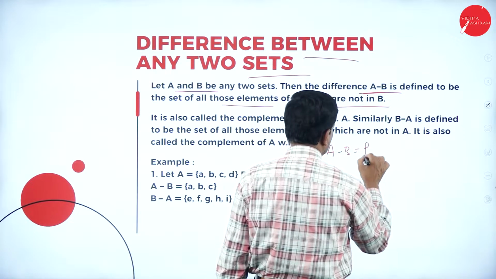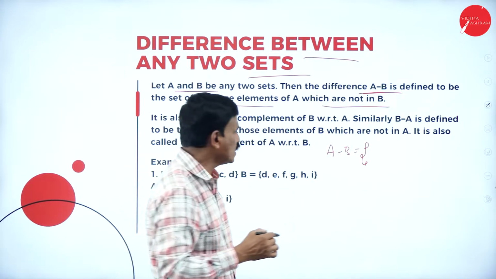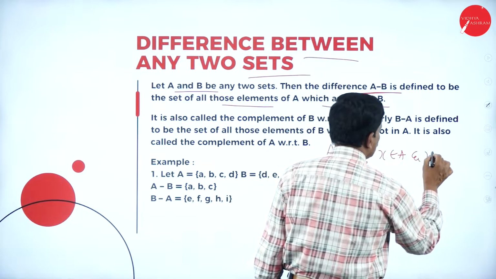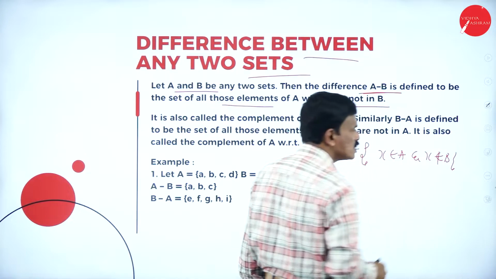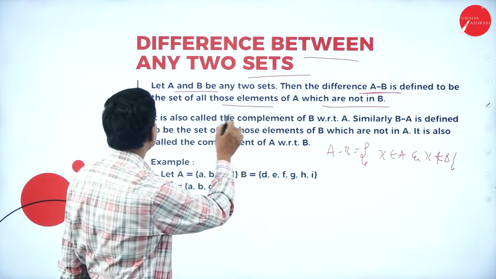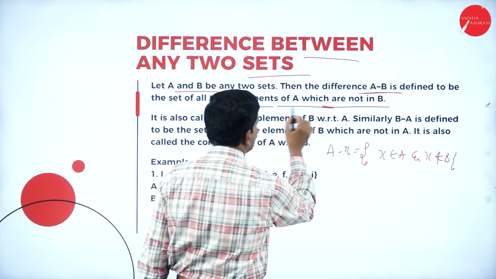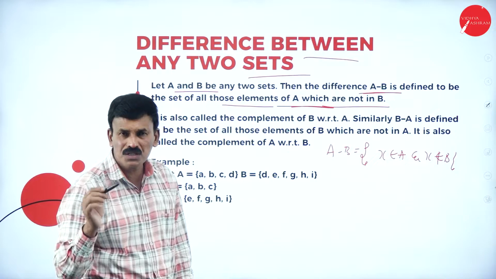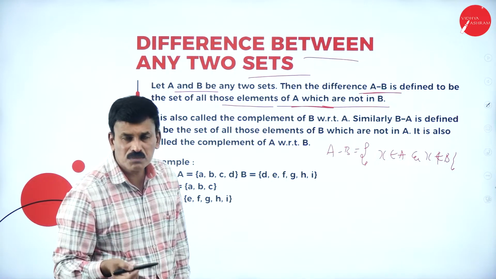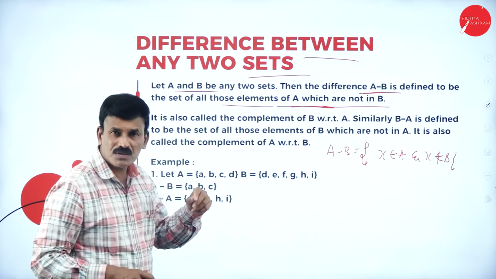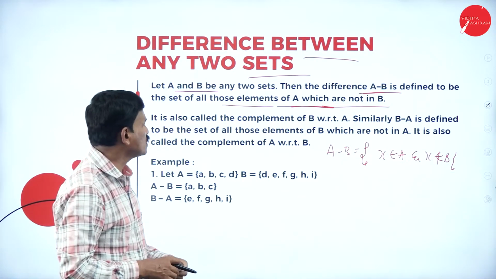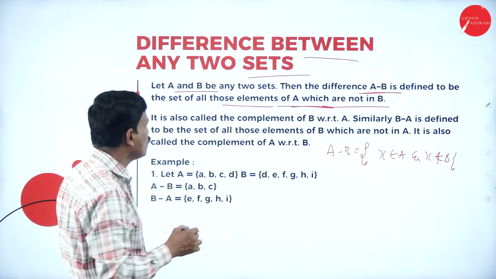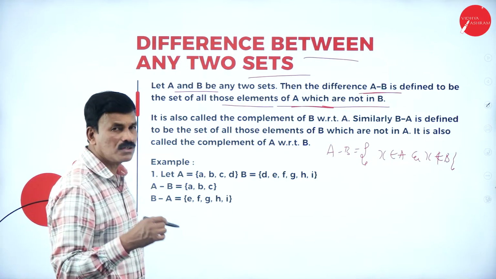If A and B are any two sets, then A minus B is nothing but all the elements which belong to A and do not belong to B. That is, the difference A minus B is the set of all those elements which are in A but not in B. I will explain once again. Let A and B be any two sets, then the difference A minus B is defined as the set of all those elements of A which are not in B.